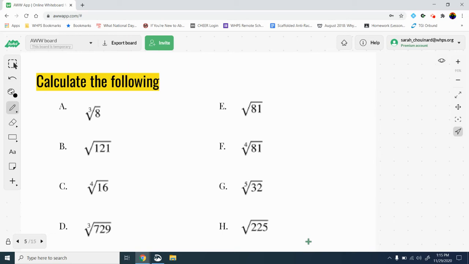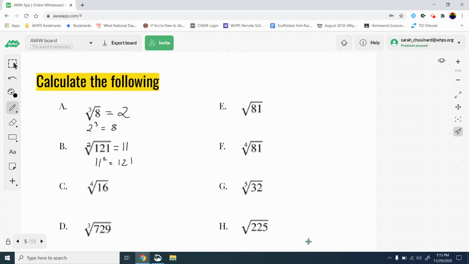So if we were to calculate the following, we won't do all of them, but we'll do a couple. When we do the cube root of 8, we are looking for what number cubed equals 8, and that's 2, because 2 cubed is equal to 8. Again, when it's a square root, there's secretly an invisible 2 there. So we're looking for what number squared is 121. The answer is 11, because 11 squared is 121.